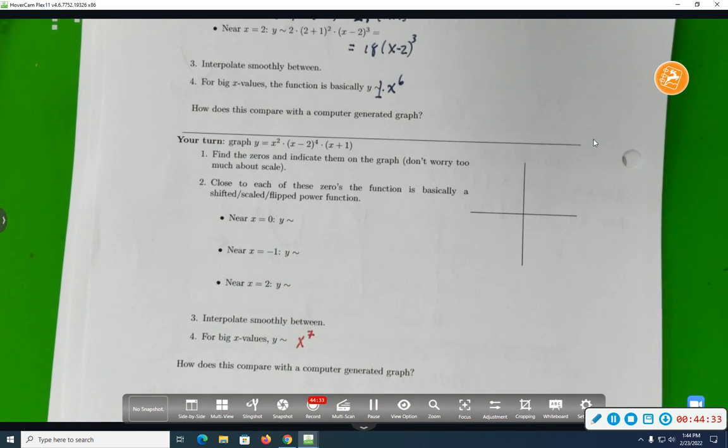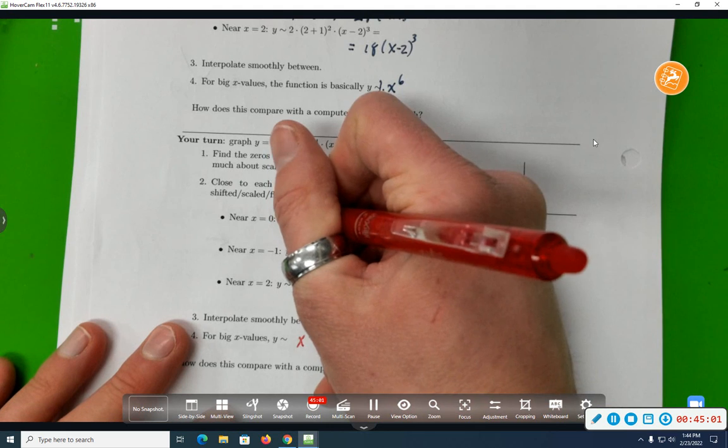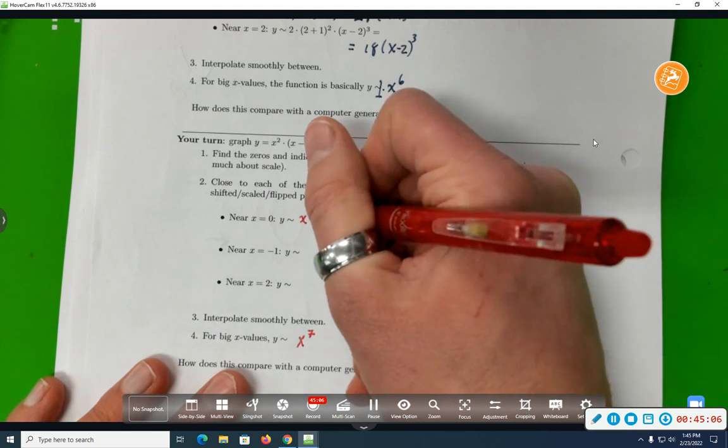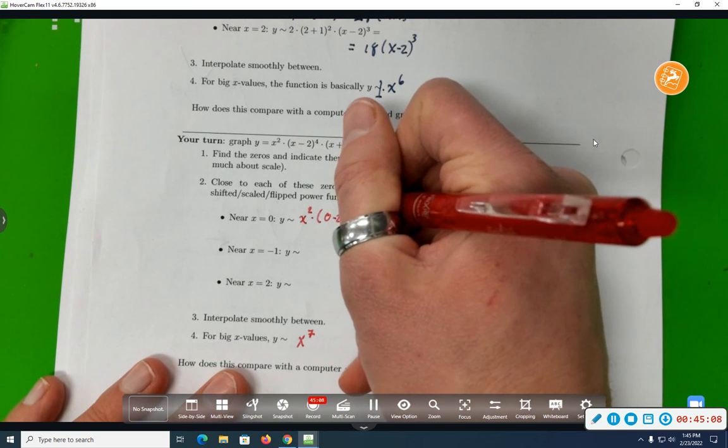So there's one thing that's easy to check. Let's check out the behavior close to each of the roots. So close to x equals 0, we should remember the factor that gives us the 0 at 0. So which of the factors does that? Which of the factors do I need to remember? The x squared. So for x values really close to 0, y is about equal to x squared times, and now I'll plug in 0 for all the other x's.